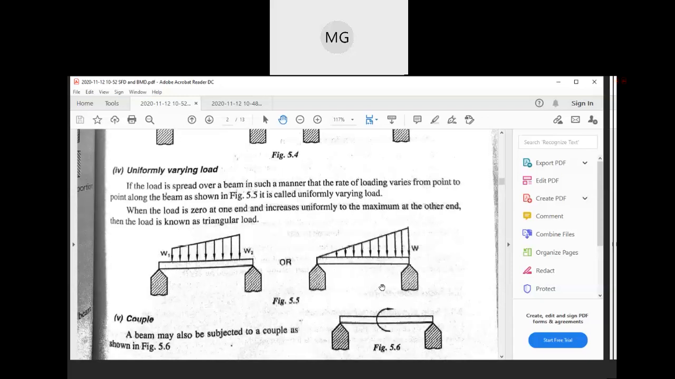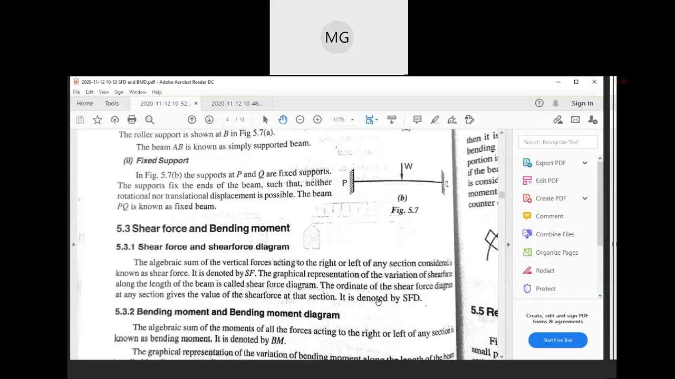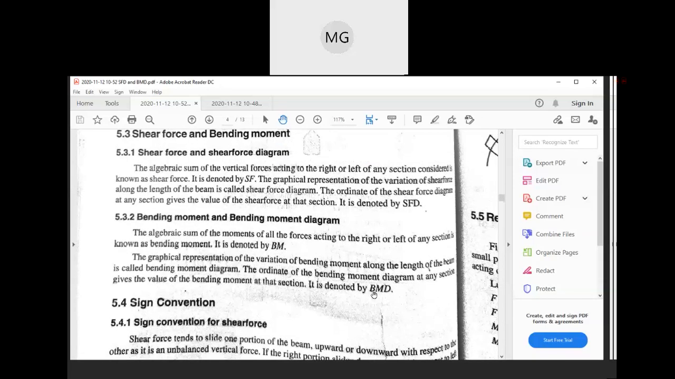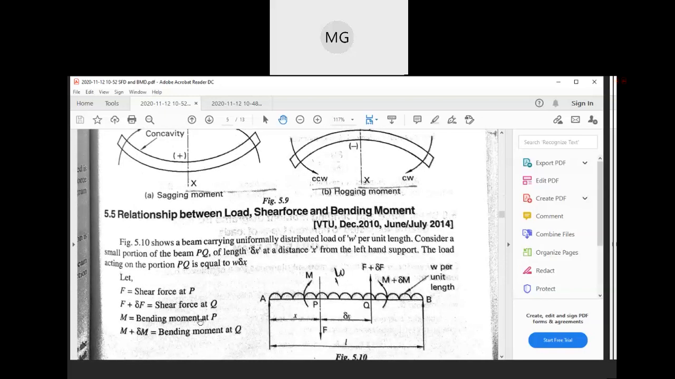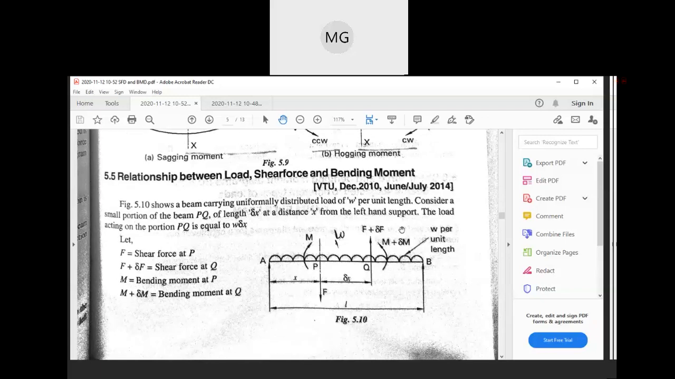Sign conventions are clear, I hope. Now we'll solve a small derivation. Sign convention over. Now this is actually important. Many times, if they want to make the question paper easy, they ask this derivation. It's a very simple derivation. Here the derivation is the relationship between load, shear force and bending moment. Now this is the sketch.